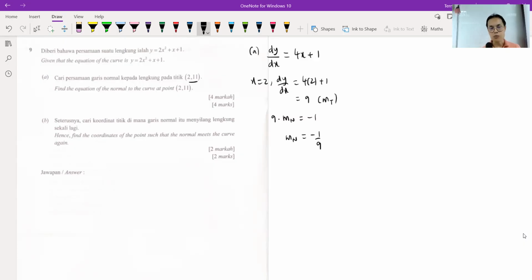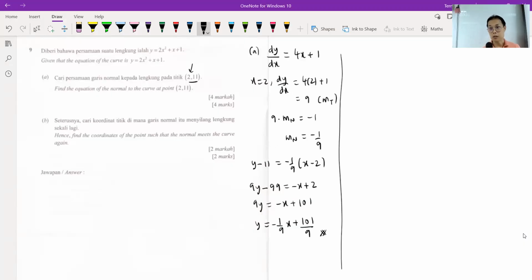Okay. Now to form the equation of normal, we can use y minus y1 equals gradient of normal, -1/9, times x minus x1, my x1 is 2. You can multiply over or not, up to you. So I multiply over: 9y minus 99 equals -x plus 2. Okay, 9y is -x plus 101. You divide by 9, you get -1/9 x plus 101 over 9. There you go. That's your persamaan garis normal.